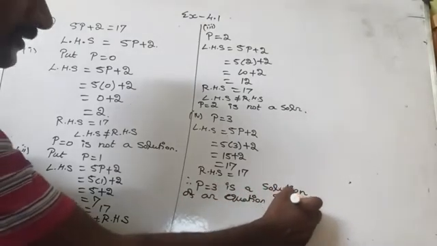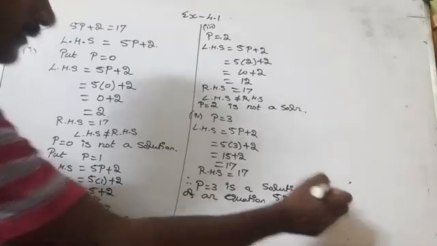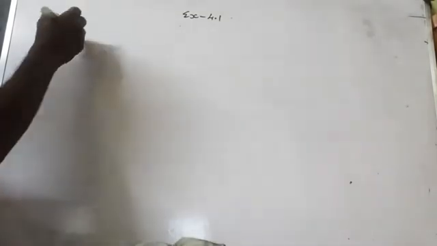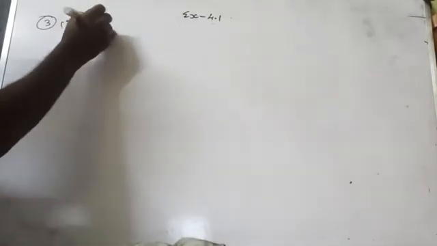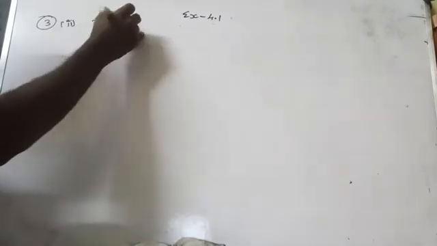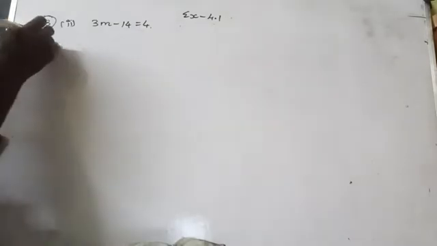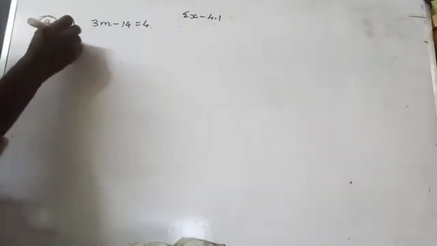5p plus 2 is equal to 17. Am I right here? Yes. Look at the 7th part of question number 3: 3m minus 14 equal to 4. Now, what is on the left hand side? The left hand side is 3m minus 14.